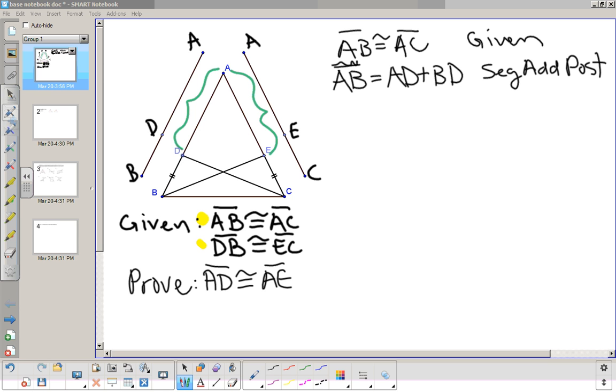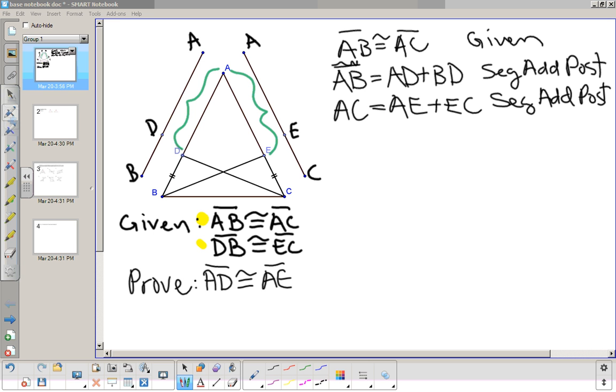Sorry, that was probably too soft. So I've got the segment addition postulate. I'm going to do the same thing for AC. AC equals AE plus EC. That's, again, segment addition postulate. Now these are coming from chapter 2, I believe, maybe even chapter 1. So this test is really compiling a lot of chapters together.